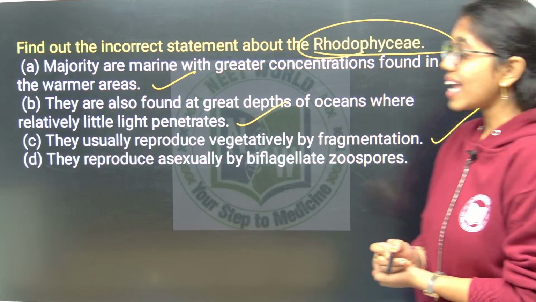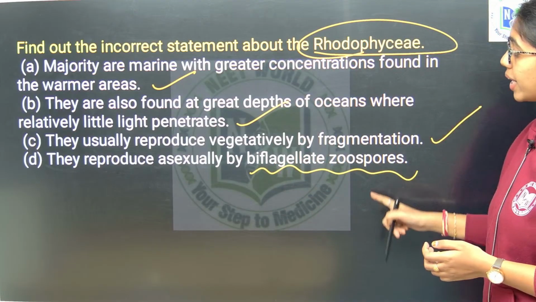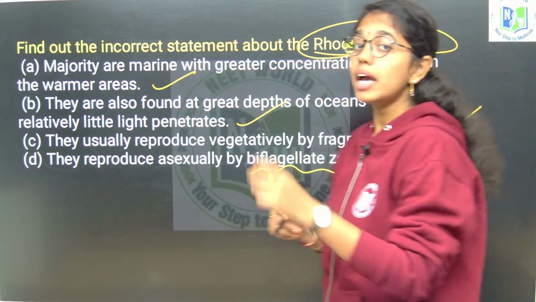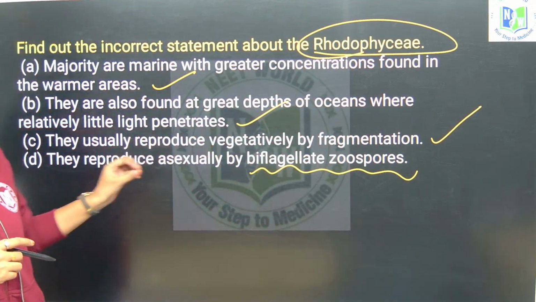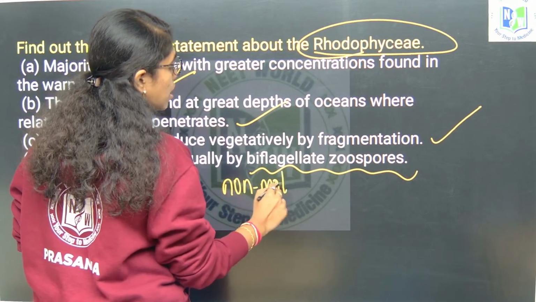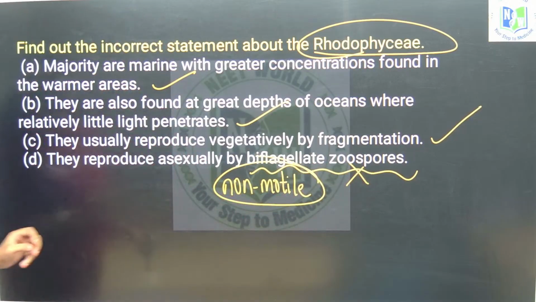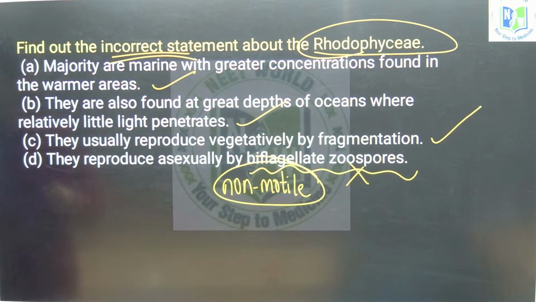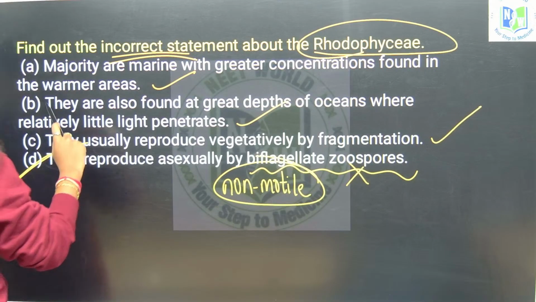They reproduce asexually by biflagellate zoospores. In our NCERT, there is a line that in rhodophycean members there are no flagellated members. So only non-motile gametes and non-motile spores are observed in rhodophycean members. Biflagellate zoospores are not observed. So in this case, when the incorrect statement is to be identified, we can eliminate option 4. Next question.